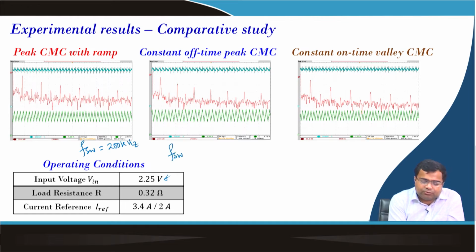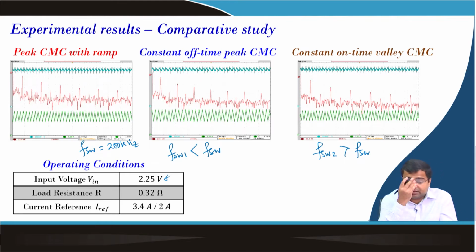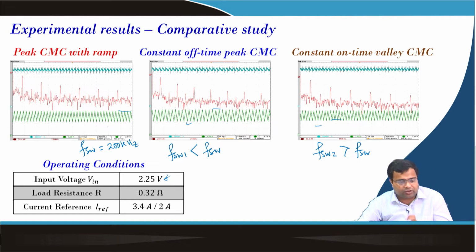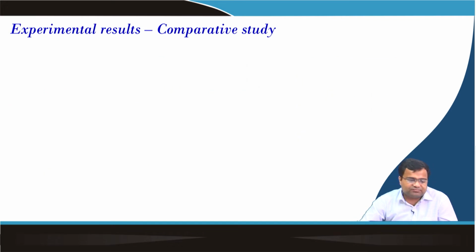Here FSW1 will be smaller than FSW, and here FSW2 will be smaller than FSW. Here the peak currents are fixed, and here the valley current is fixed, but these two are perfectly stable. Here it is stable by using ramp compensation; otherwise it was unstable, as we saw in lecture number 93.